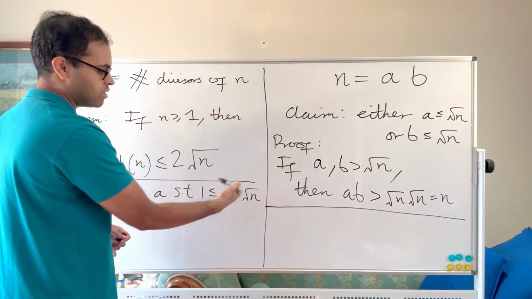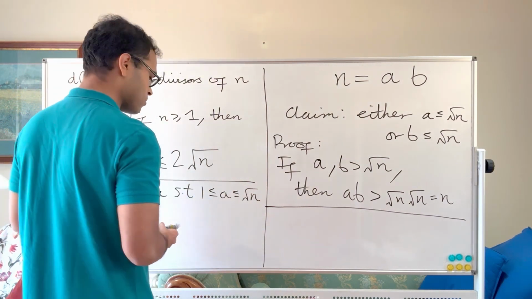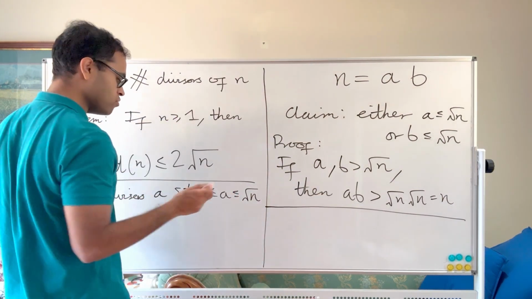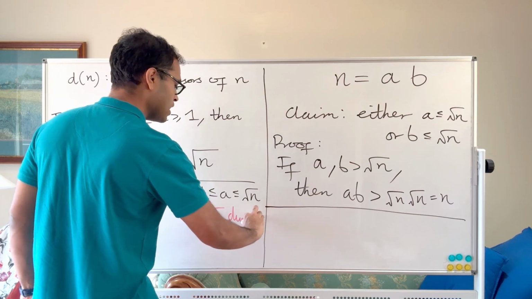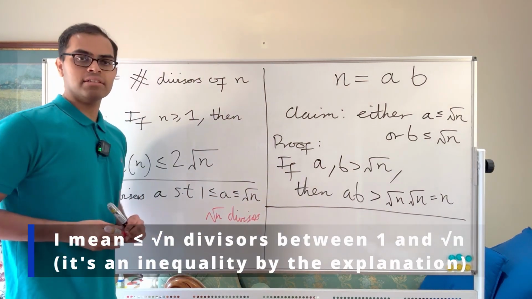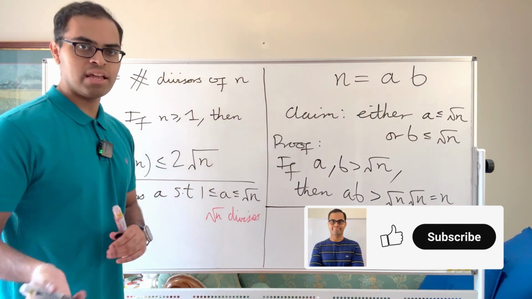There are many numbers that are not going to be divisors, but at the most you're going to have root n divisors here. So I'm going to write it down as such. You're going to have root n divisors between 1 and root n. And secondly, if you look at divisors between root n and n, every divisor is between 1 and root n or root n and n.